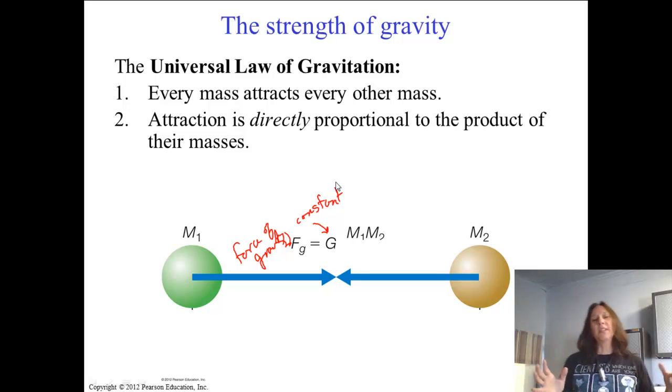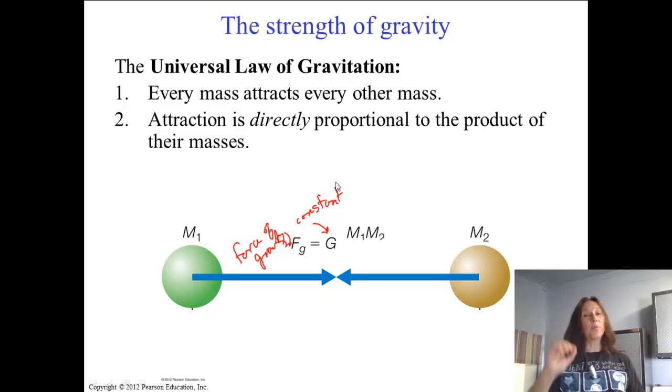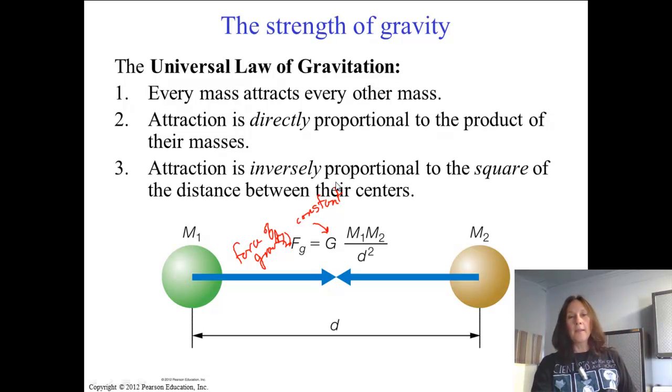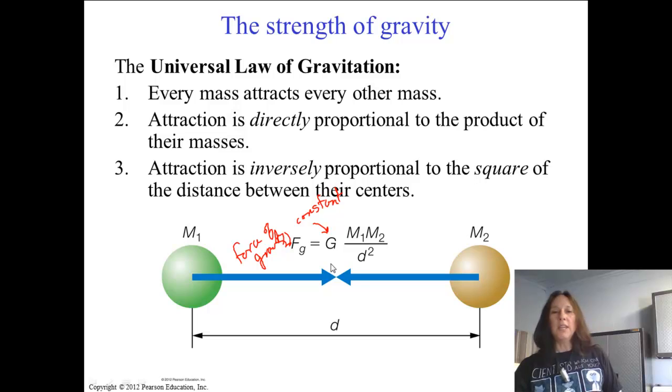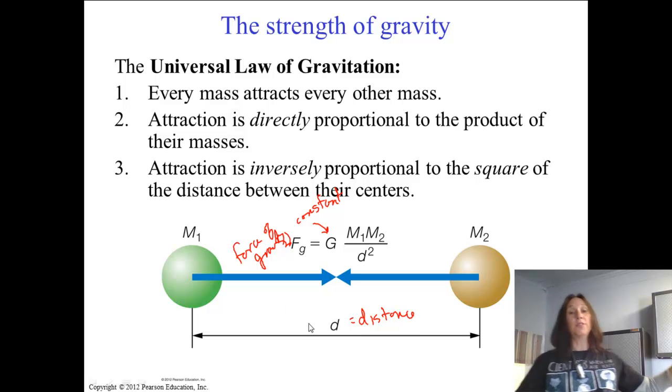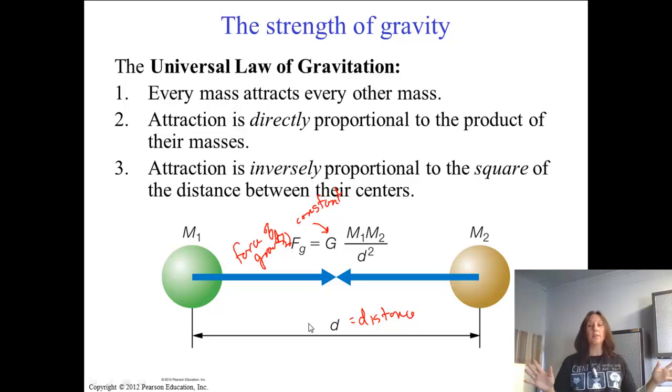This is pretty intuitive: the attraction would increase if you increase either one of these masses. So we put the product, M1 times M2, in the top. Down there on the bottom, I don't know if you see this D squared term. D is distance. What distance are we talking about? The distance between the two objects of interest here.